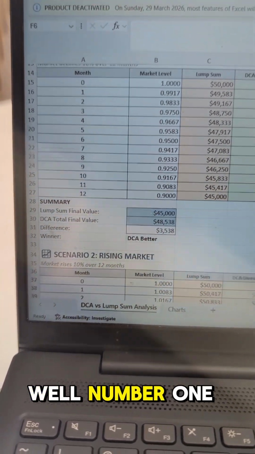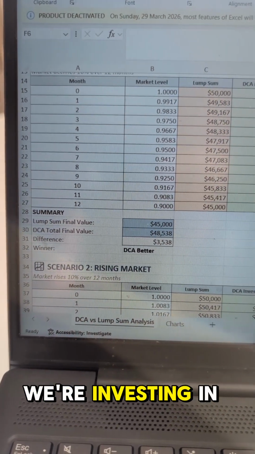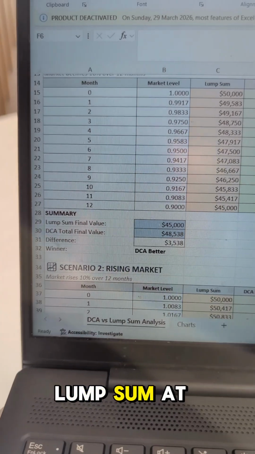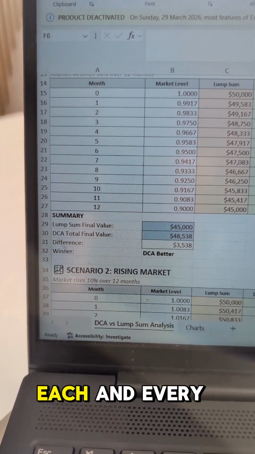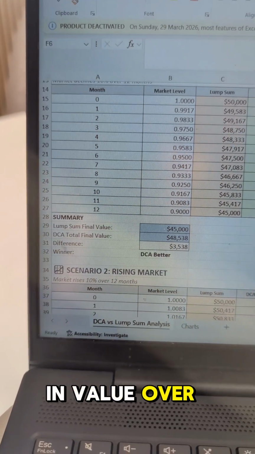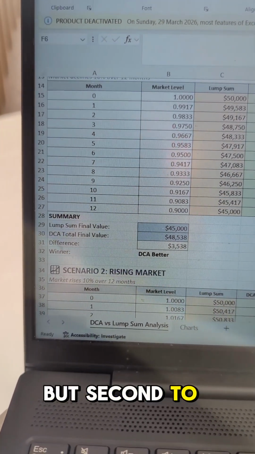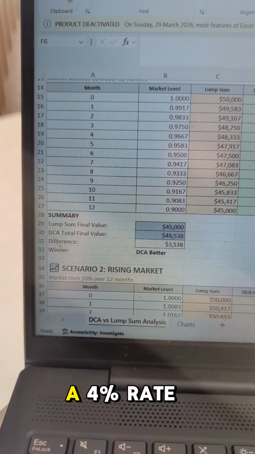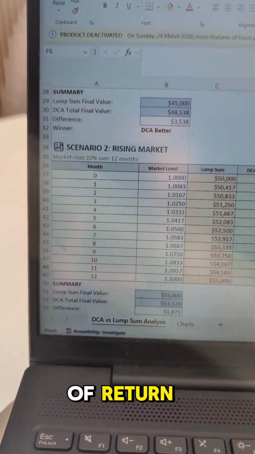Now, why is this? Well, number one, we're investing in smaller increments as the market continues to come down rather than the lump sum at the start. So we're getting a better price each and every month. This is assuming a linear decline in value over that 12-month period. But second to that, our money's still sitting in the cash account where it's achieving a 4% rate of return.